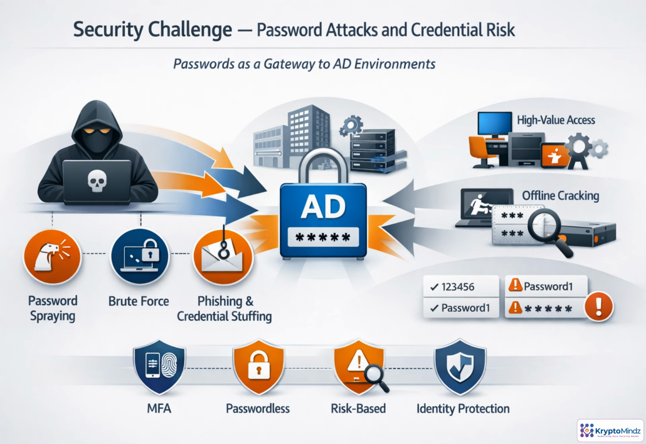Passwords remain one of the easiest paths into Active Directory. Attackers do not need a zero-day if they can spray common passwords, brute force weak ones, phish users, reuse leaked credentials, or crack hashes offline. Once an account is compromised, it may unlock workstations, servers, apps, and even admin tools. Password policy alone is no longer enough. Stronger identity controls are needed: MFA, passwordless sign-in, risk-based evaluation, and Entra ID Identity Protection. The goal is simple: make stolen credentials far less useful.